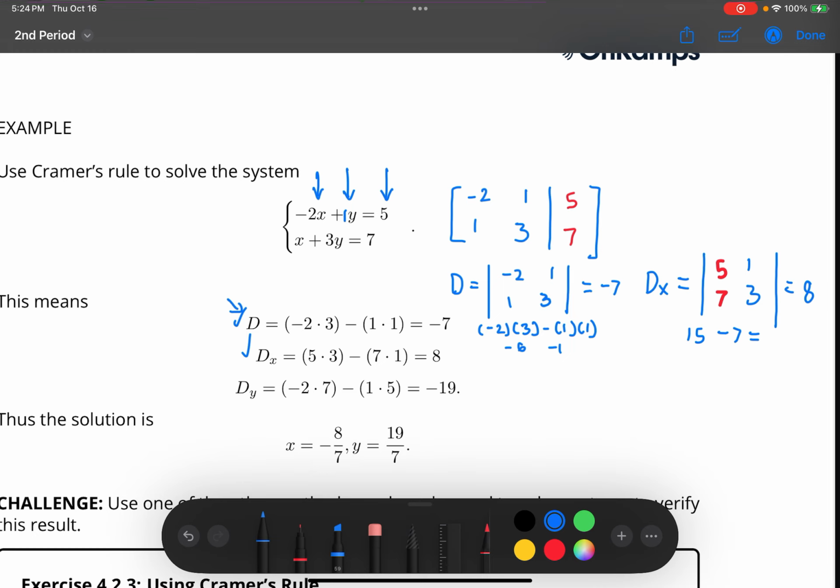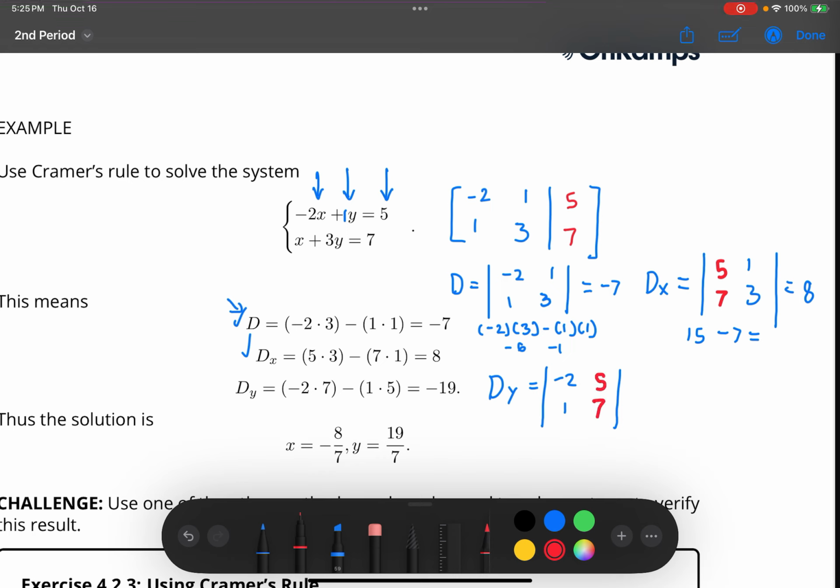Now finally we're going to find the determinant of y. It's the same logic as what we just did, except now we are going to replace this column right here with this 5 and this 7. So we have -2, 1, and then we end up with a 5 and a 7 here.